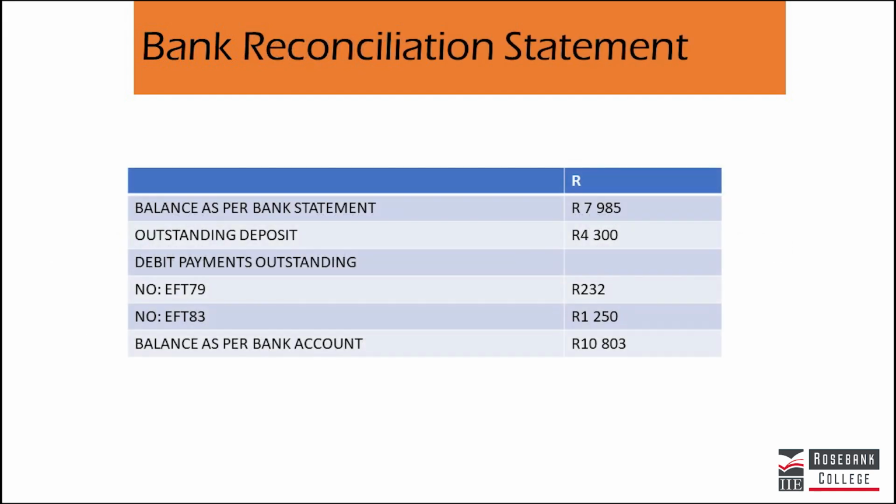The last step is compiling a bank reconciliation statement. We will start with the balance as per bank statement of 7,985 Rand, and this is the last amount on the bank statement, followed by outstanding deposit of 4,300 Rand, which is from CBR, then outstanding EFTs from CBP of 232 Rand and 1,250. Lastly, being the balance as per bank account.